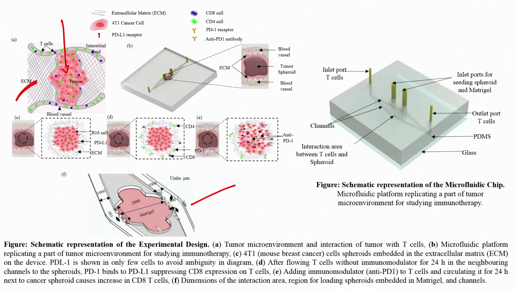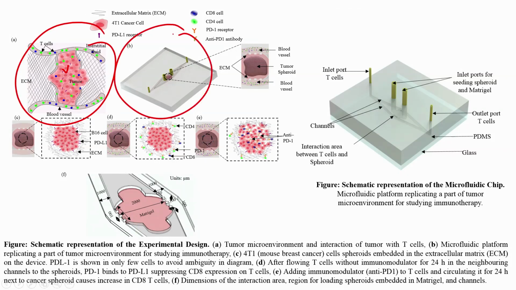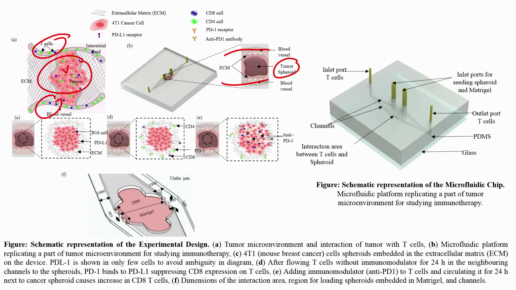So, this particular situation we are trying to mimic in this microfluidic platform. In the center of the channel there is a matrigel with tumor spheroid which will work as this particular section, and the channels through which the blood will flow. Here we are flowing T cells with media. So, we are trying to mimic this particular blood vessel by creating the channels.